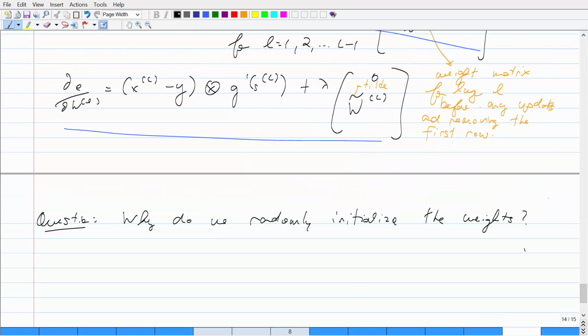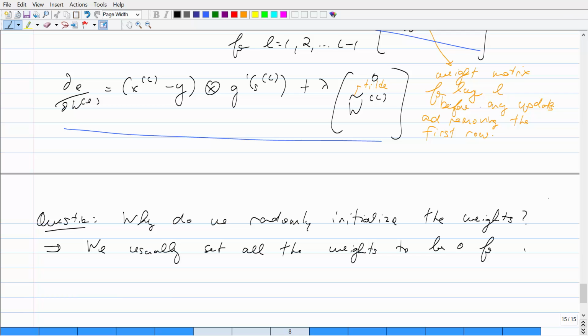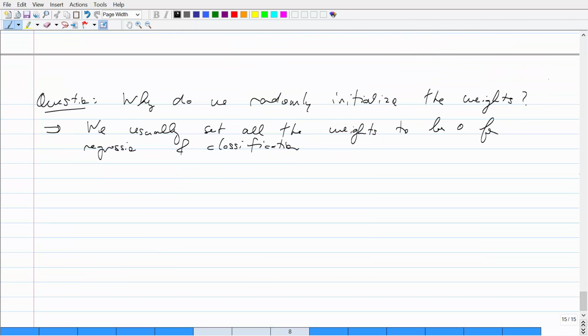Okay, so why do we randomly initialize the weights? Here's a very simple example. Let me just lay it out. We usually set all the weights to 0 in the past, because we didn't really know any better, for regression and classification. That's what we did in the past. We usually just set all the weights to be 0 because the cost function was convex and all that, so it'll eventually go.